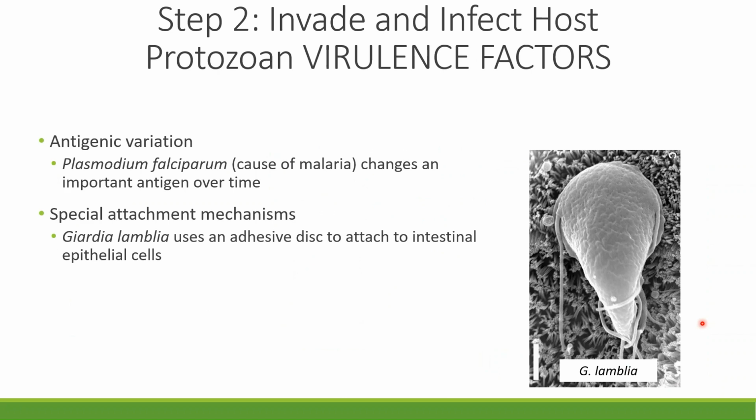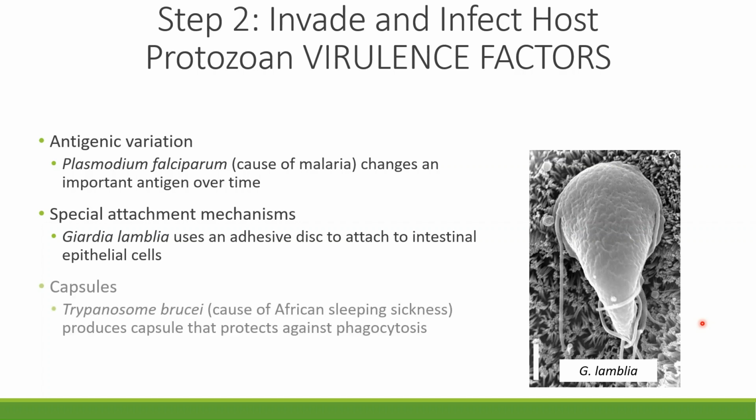Now, these organisms also have special attachment mechanisms. We discussed this in chapter 5, the eukaryotes of microbiology, but Giardia lamblia, for example, has that adhesive disc. It allows it to attach tightly to the intestinal epithelial cells. And they can create capsules as well. The Trypanosome brucei, which causes African sleeping sickness, produces a capsule, and that protects it again from phagocytosis.